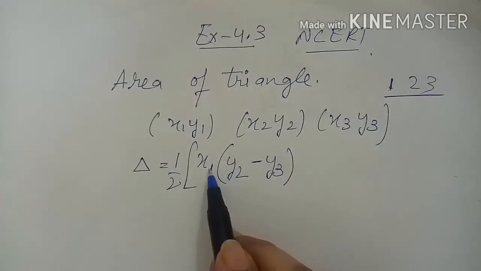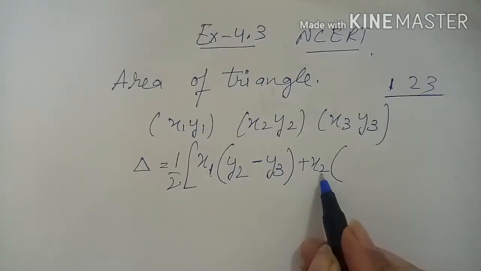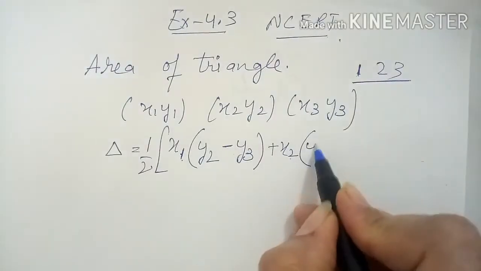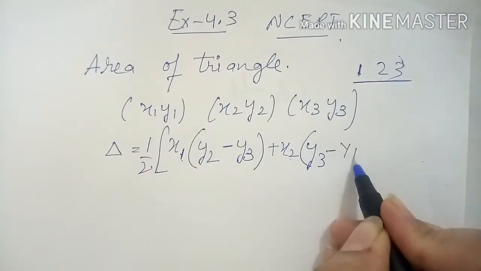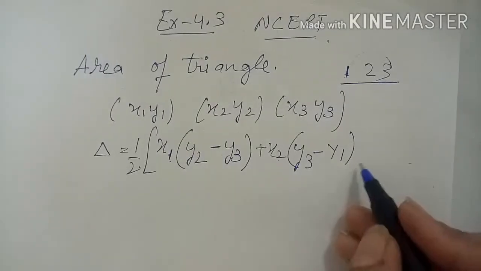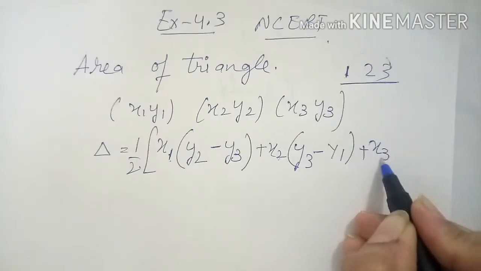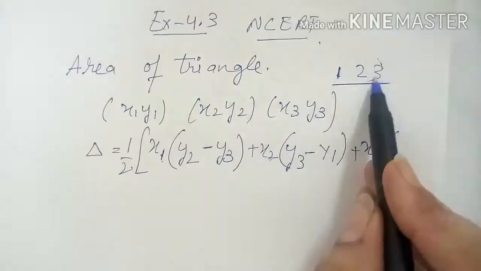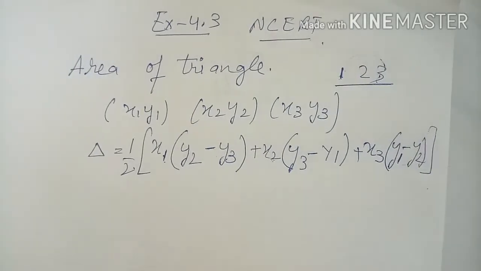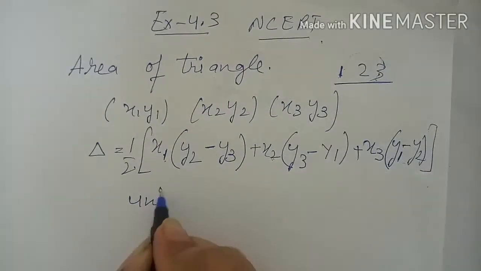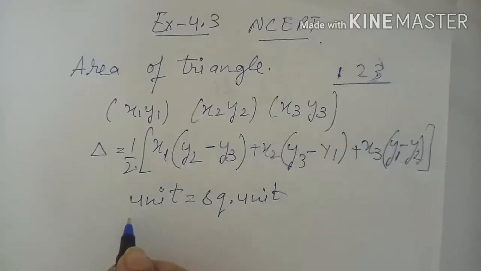Yes, got it. Now first x1, then next x2, yes, and after 2 it comes 3, then it will be y3, then after 3 again 1 minus y1, then plus, then after 2 it comes 3, yes, then again after 3 it will be 1, and after 1 it will be 2. Yes, got it. And always the unit you will write as square units, unit for area.